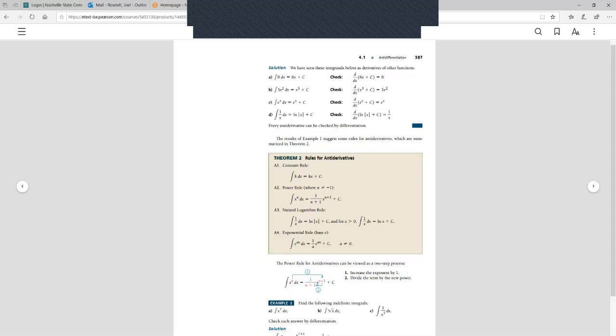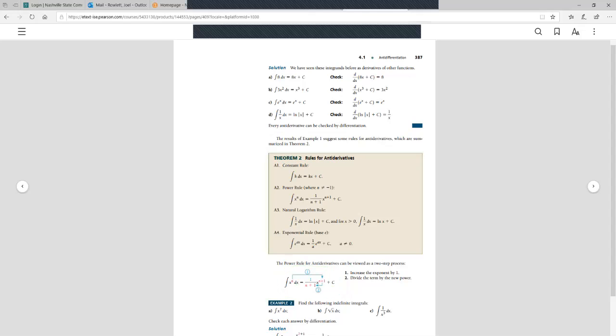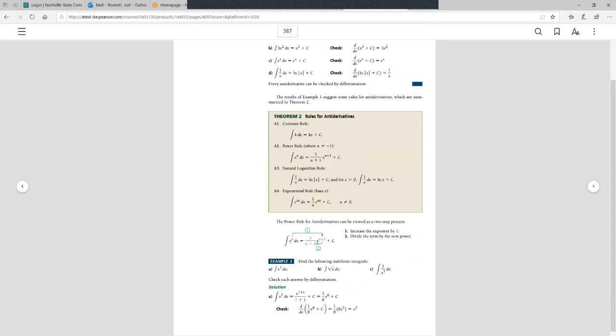And here again, they illustrate that if you have the integral of x to the power of n with respect to x, that's what the dx means here, then you simply take x to the power of n plus 1, and then you divide by n plus 1. And if it's an indefinite integral, do not forget to tack on the constant value. Let's look at a couple of examples here. Example 2.